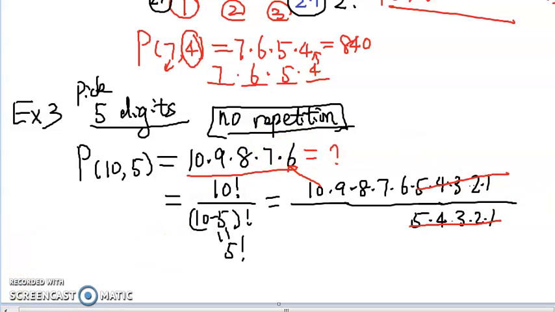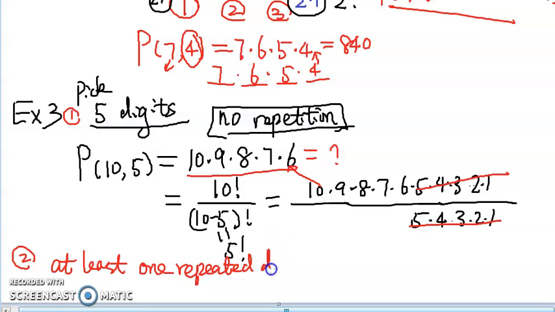Now let's look at the second question. If we want to have at least one repeated digit, so what does this mean? At least one repeated digit. You could have, say, you repeat 1 1 2 3 4, or 1 1 1 2 3, or you could have 2 2 1 1 4. So there's so many different cases that we have to discuss.